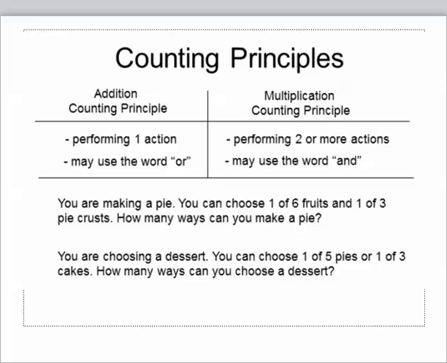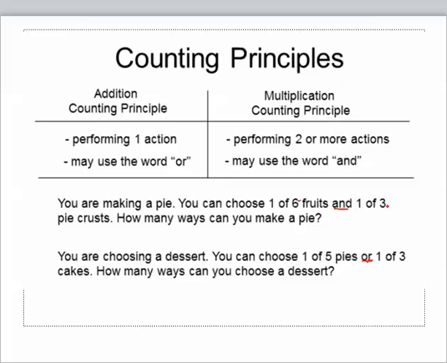Let me give you a couple of examples. You're making a pie and you can choose 1 to 6 fruits and one of 3 pie crusts. How many ways can you make this? You notice this has got the word and in here, right? But if you phrased it differently, if you're making a dessert and you were choosing one of 5 pies or one of 3 cakes, how would you choose a dessert? So you can see it could have both words in it there, right? So up here we're actually making two choices. We're making a choice out of these 6, and then we're making a choice out of these 3.